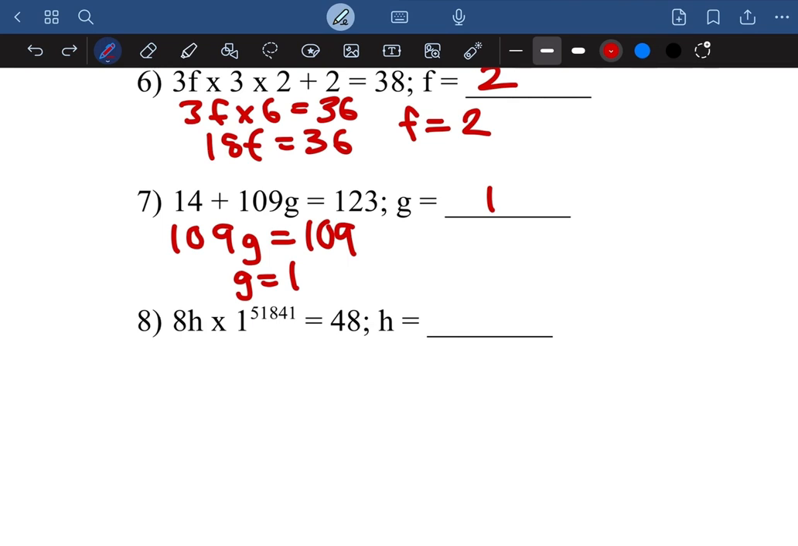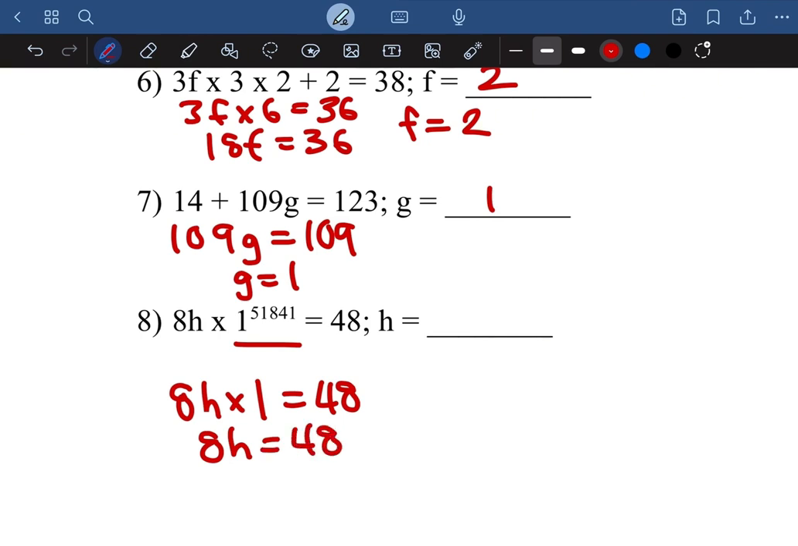Number 8, so here we have 1 to the power of 51,841. But since the base is 1, no matter what the number is, the simplified version is always going to be 1. So this will be the same thing as 8h times 1 is equal to 48, which is also the same thing as 8h equals 48. And then from here, we divide both sides by 8 to get h is equal to 6.